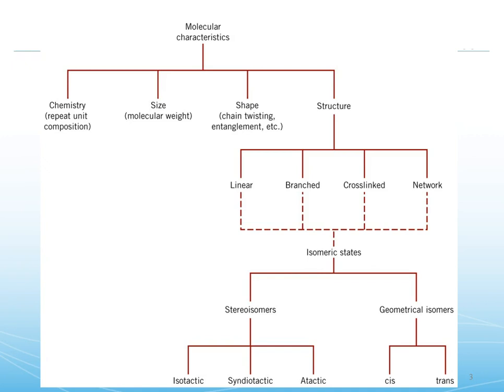Shape, and we could call this conformation, and this will change based on processing. Are the chains all elongated and pointing in one direction? Are they totally randomly oriented? Are they crystallized? Are they amorphous? How are they sitting for their given size and shape? Then we go over into structure, and we can get even more choices.